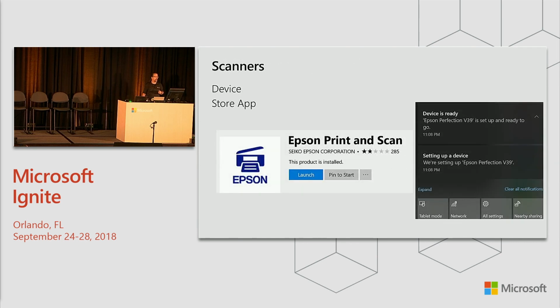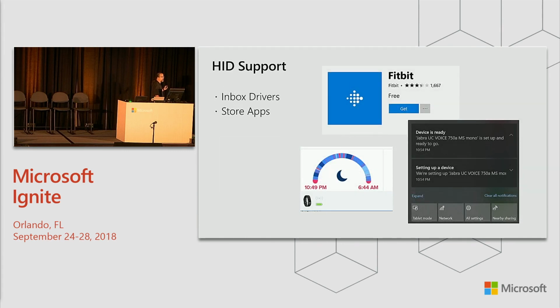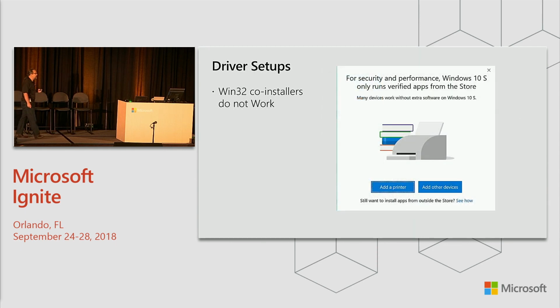Scanners are a different thing. Scanners, of course, will require not only a device driver, but usually a compatible application. Many of our vendors are now moving to universal apps, and that gives us the capability of leveraging scanners. The same goes for various other types of human interface devices, Fitbits, Jabra headsets, all of these, as long as there is an inbox driver, and if there is a co-installer that can be replaced by a store app, then the device should work fine and plug and play seamlessly. However, if you attempt to install a driver that requires a co-installer, you will get prompted with the famous S mode block, telling you that only verified apps from the store can be installed. Many devices will work just fine without that extra software.